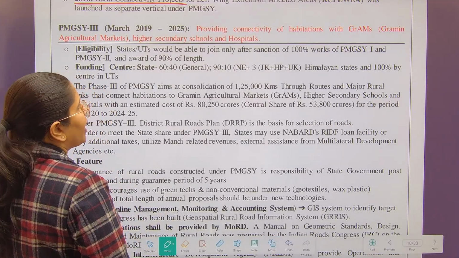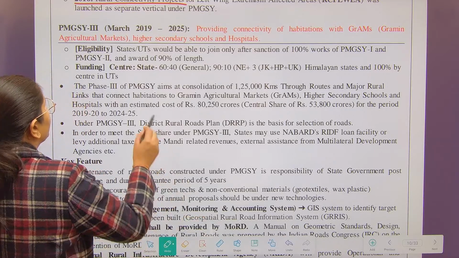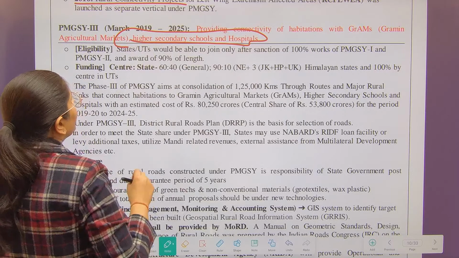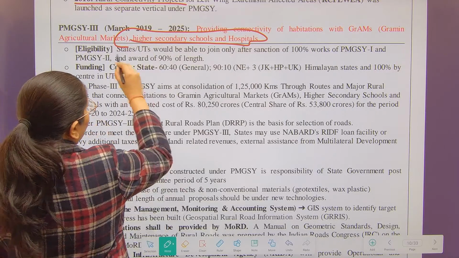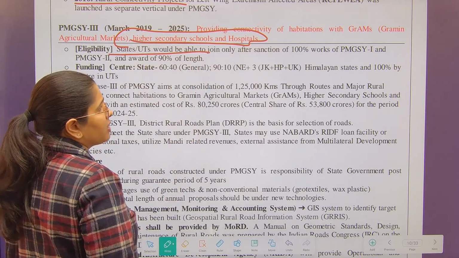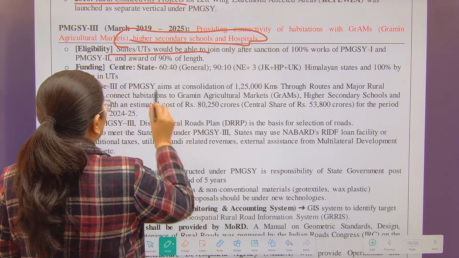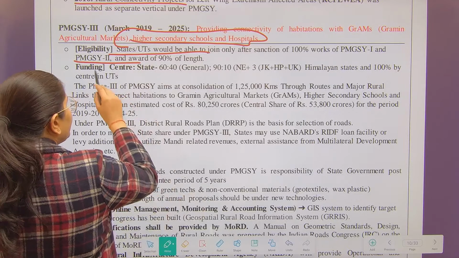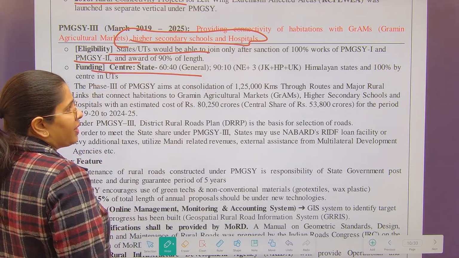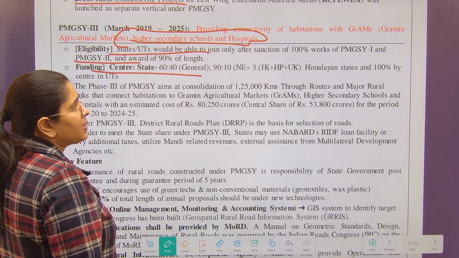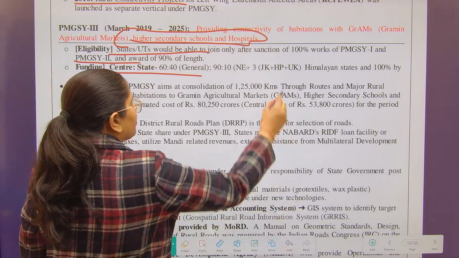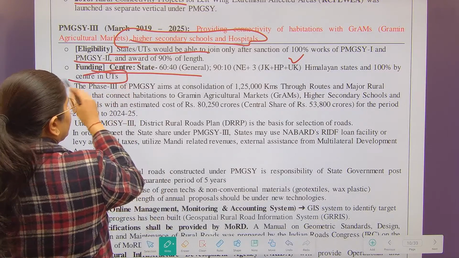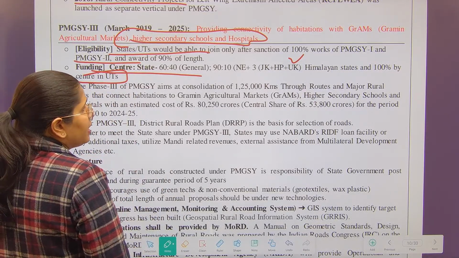Here we want to provide connectivity of habitations with grams and higher secondary schools and hospitals. Now, the states and UTs would be able to join this phase only after 100% of works of Phase 1 and Phase 2 have been covered. Funding: 60-40 for general states, 90-10 for the northeast plus three states of Jammu and Kashmir, Himachal Pradesh and Uttarakhand, that is your Himalayan states, and 100% in the union territories.